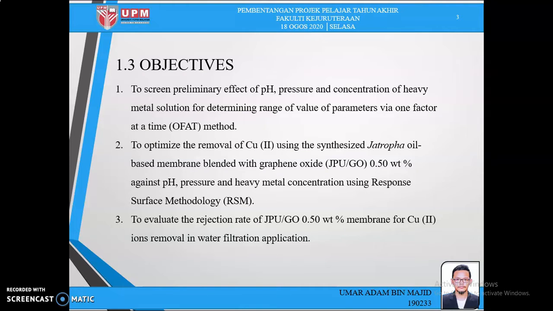Next, the objective of this project is to screen the preliminary factors of heavy metal rejection, which are acidity, pressure, and concentration. Next, we want to find the optimal condition for copper rejection filtration using RSM, and after the optimum condition was achieved, the data was tested with actual application of heavy metal rejection.